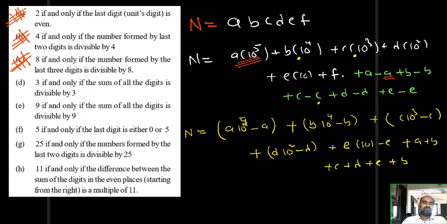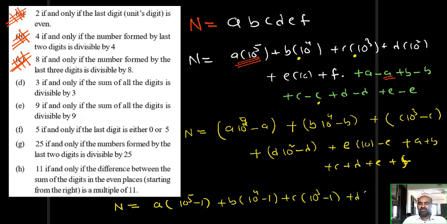Observe students, again I want to rewrite n. I will write here n clearly. N equal to, if you take A common, 10 power 5 minus 1, plus B taken common, 10 power 4 minus 1, plus C taken common, 10 power 3 minus 1, plus D taken common, 10 power 2 minus 1, plus E taken common, 10 minus 1. After that, what is left? I will write plus A plus B plus C plus D plus E plus F.